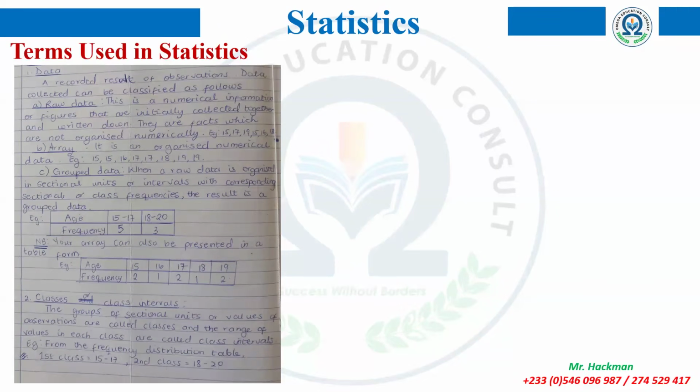However, the other two, which are the array and the grouped data, you have to do some sort of organization on your data. If you organize your data in either ascending or descending order of magnitude, then your data is an array. So with an array, we are dealing with an organization of some sort, but you are still writing the numbers.